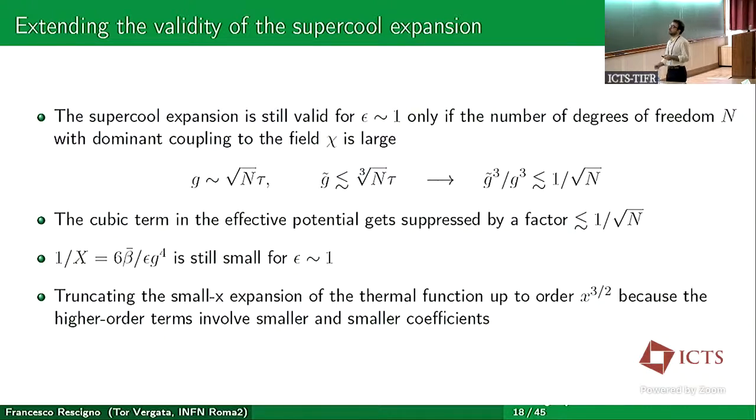And it still makes sense to truncate the small x expansion of the thermal function up to order 3/2, because the higher order terms involve smaller and smaller coefficients. So we expect that all the corrections higher than the leading order are still small.